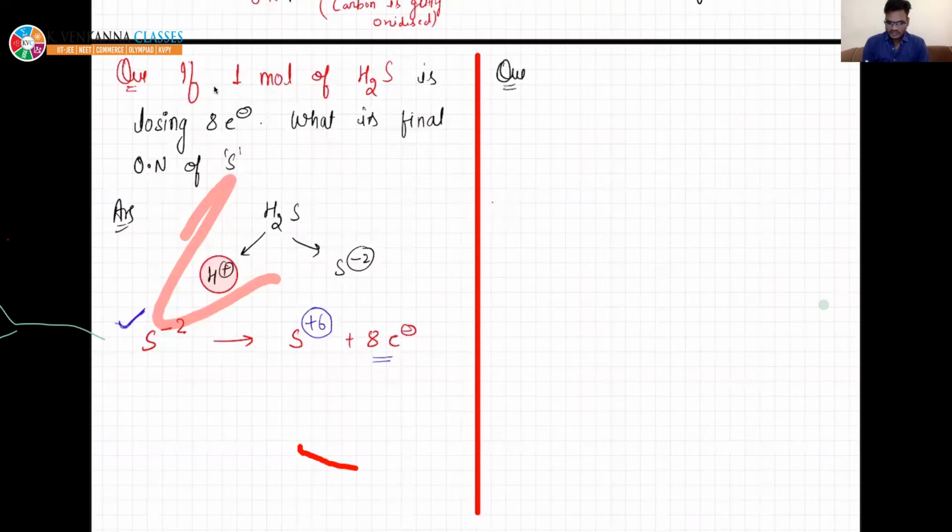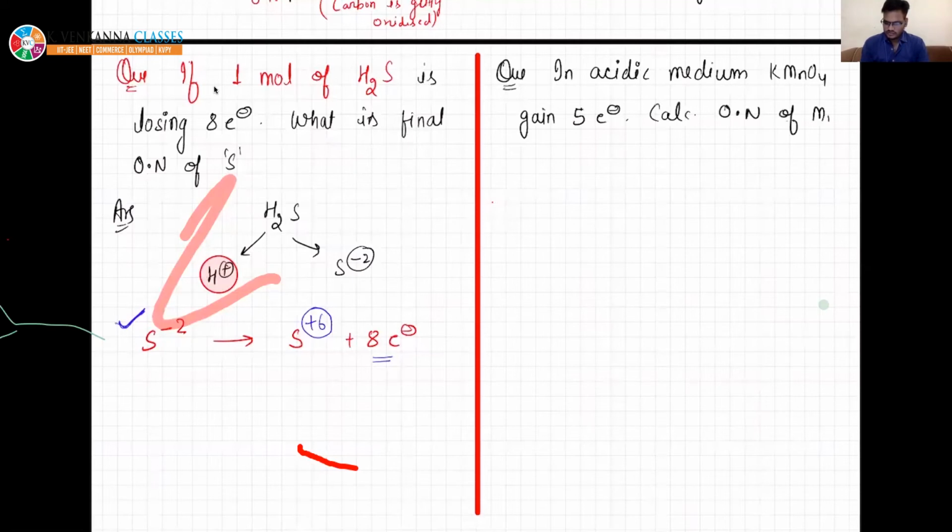Okay, so I am asking, in acidic medium, KMnO4 gains 5 electrons. Calculate the oxidation number of manganese. So it is saying KMnO4 is taking 5 electrons.